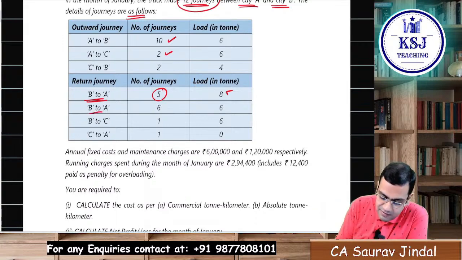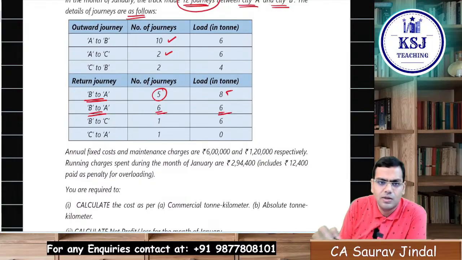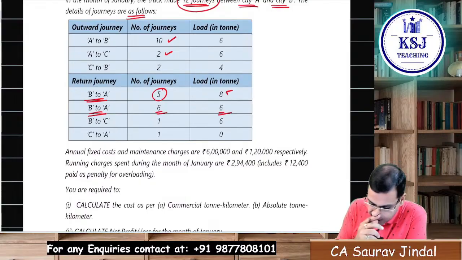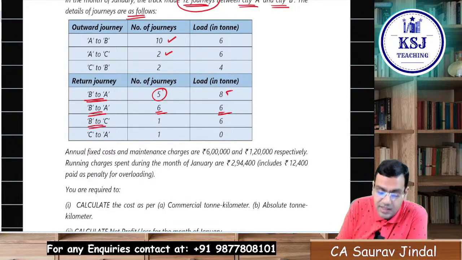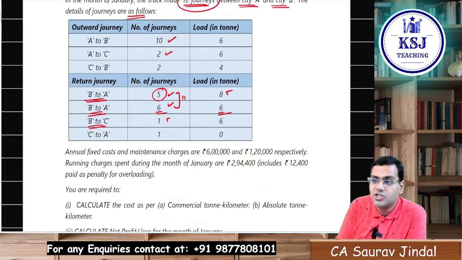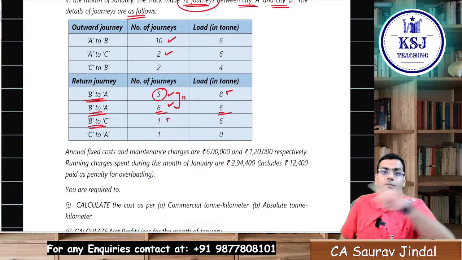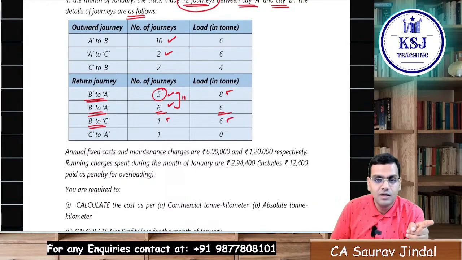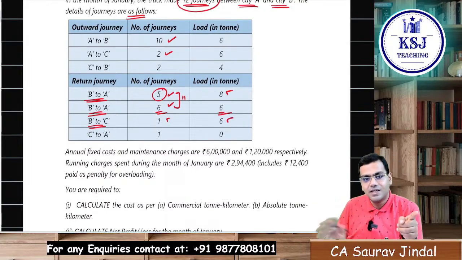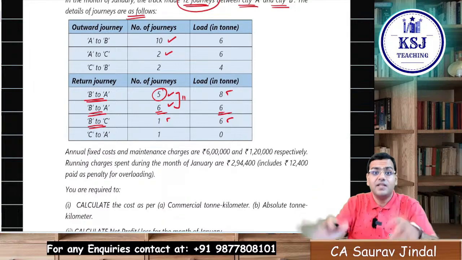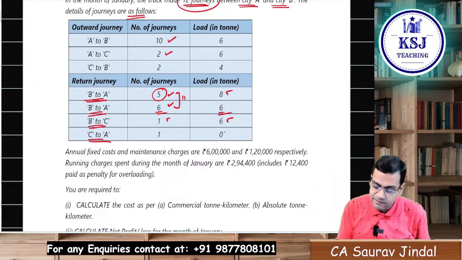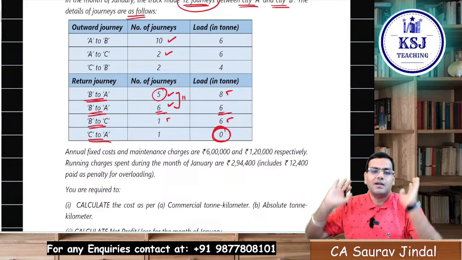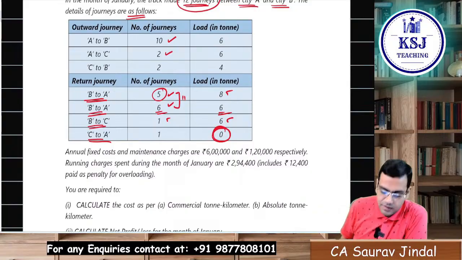From B to A, there were 6 journeys with a normal 6-ton load, right? Then there was a journey when it traveled from B to C. There was one journey, 5 plus 6, 11 journeys are already done. One journey is left. In that one journey, the truck did not come directly from B to A. It traveled from B to C first with a 6-ton load, unloaded everything there, and from C to A with a 0 load. Just an empty truck is traveling, right?